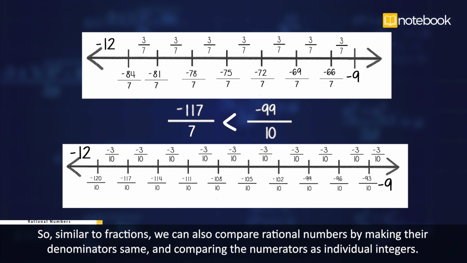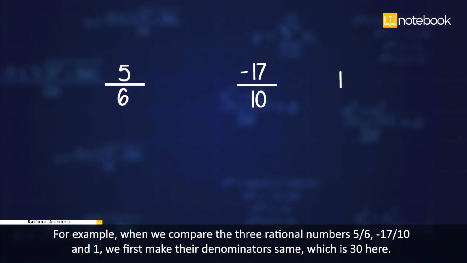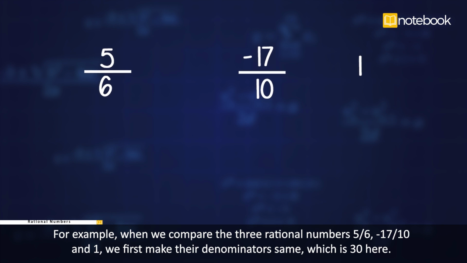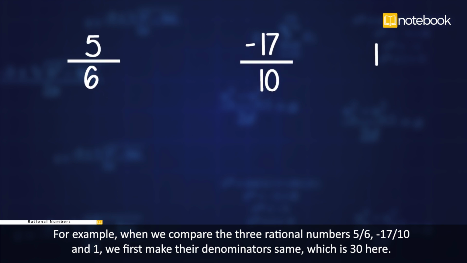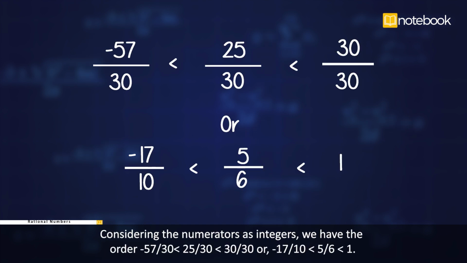individual integers. For example, when we compare the 3 rational numbers 5 by 6, -17 by 10, and 1, we first make the denominators the same, which is 30 here. We get 25 by 30, -51 by 30, and 30 by 30. Considering the numerators as integers, we have the order -51 by 30 less than 25 by 30 less than 30 by 30, or -17 by 10 less than 5/6 less than 1.